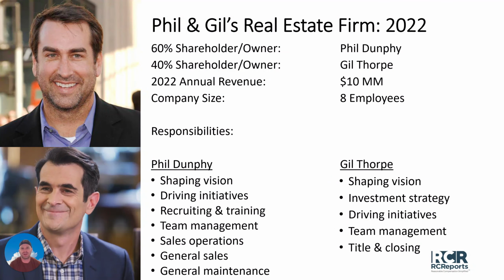Next year, 2022, a little bit of a hard year for real estate. You'll see that Phil and Gil don't wear suits and ties anymore. They look a little more scruffy. It was a hard year. They went from 30 million to 10 million in revenue. They laid off a lot of their employees, but their duties in the company remain the same.